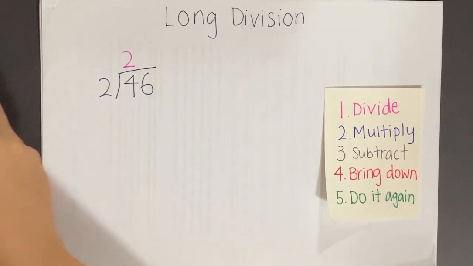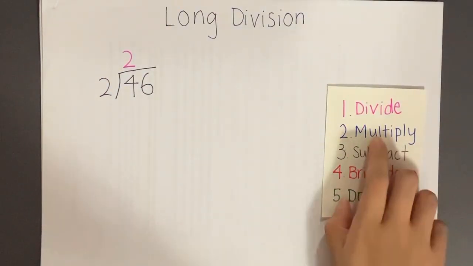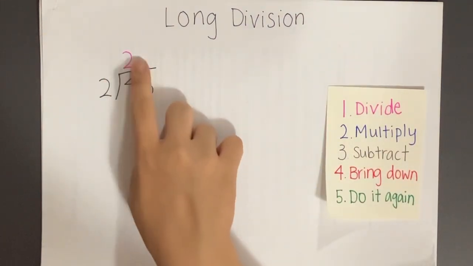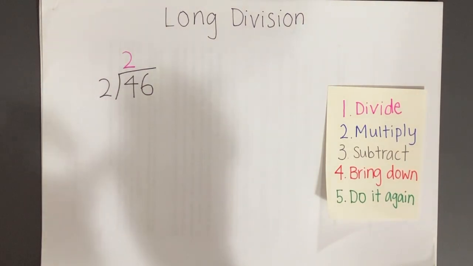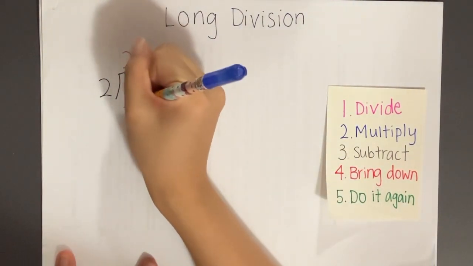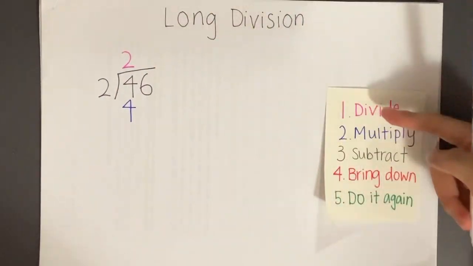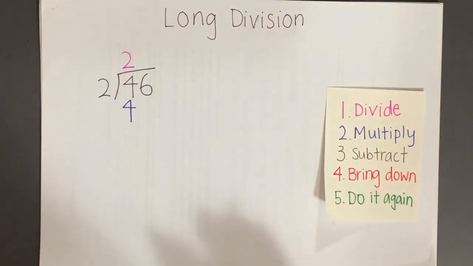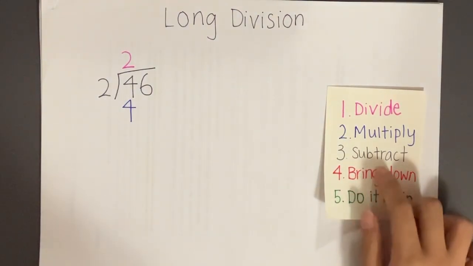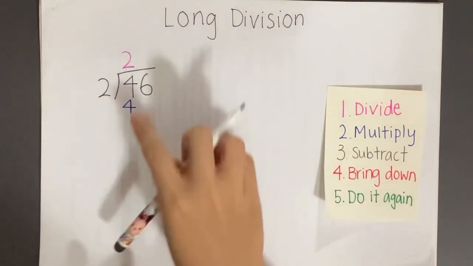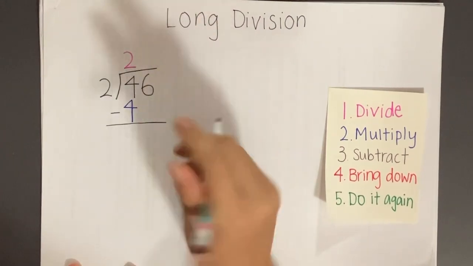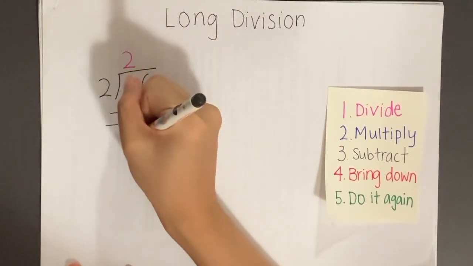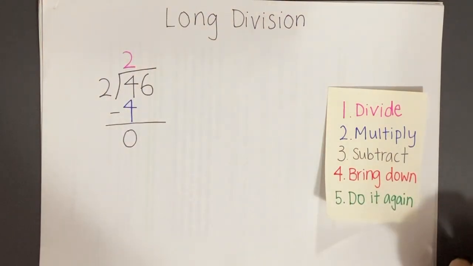Second step, we want to multiply. What number do I multiply? Remember, we always multiply the numbers that are outside. 2 times 2 is 4. So I will write my 4 here. Remember, as we go down the steps, we will move down as well. My third step is to subtract. I take my 4, I subtract 4, which will give me a 0. Okay, I'm done with my third step.